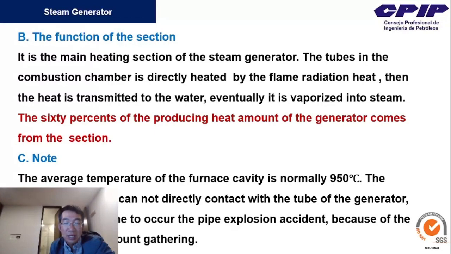The average temperature of the furnace cavity is normally 950. The flame cannot directly contact the tube of the generator. Otherwise, it is prone to a pipe explosion accident because of the maximum heated amount gathering.